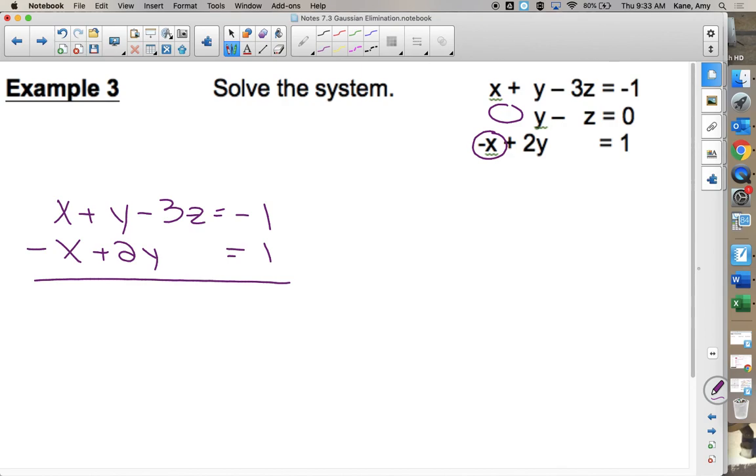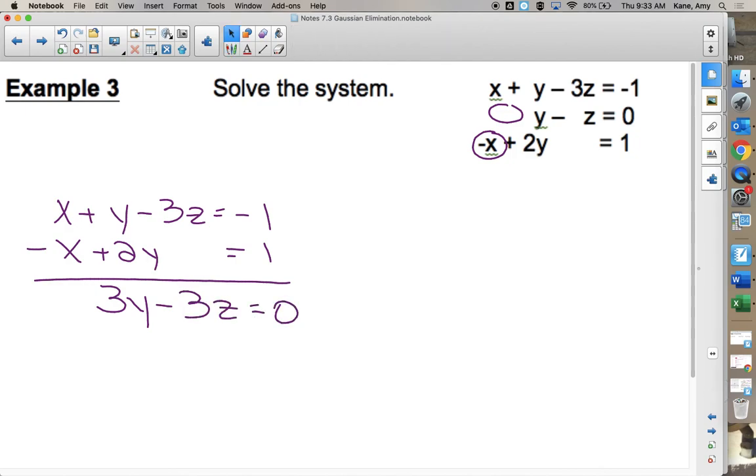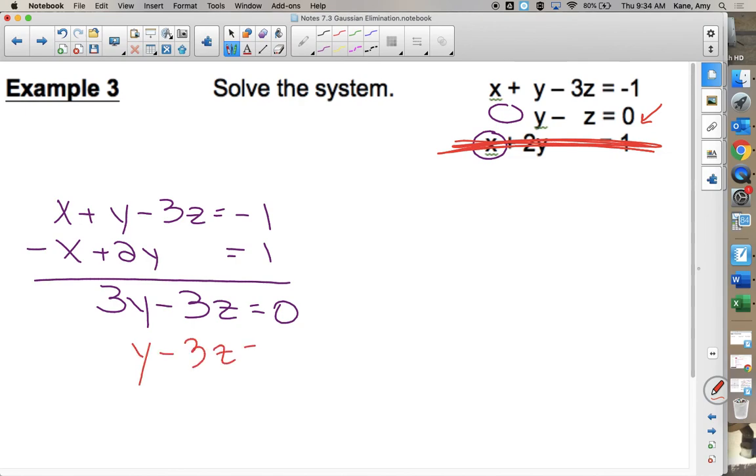And Josh, what do you get? You get 3y minus 3z equals 0. Good. So we're done with this third equation. Check. It's gone. If you look at equation 2, there's only a y and a z. The new equation that we created also has a y and a z. So how can we use those 2 equations in elimination?